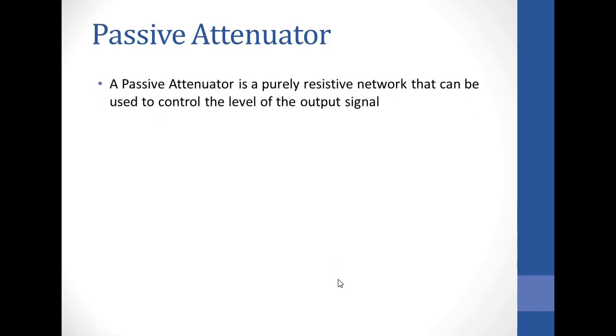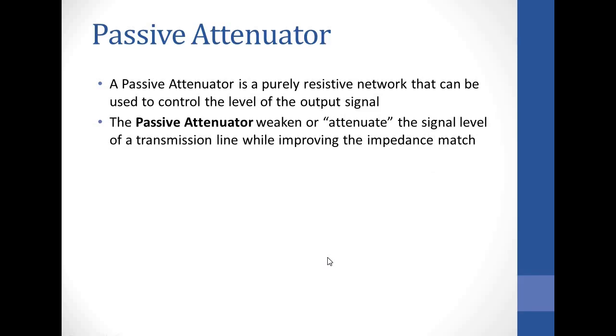So, we'll talk about our passive attenuators. A passive attenuator is a purely resistive network that can be used to control the level of our output signal. Remember, the main function of an attenuator is to reduce signal strength. So it consists of resistors, and it is there to reduce your signal strength. A passive attenuator weakens or attenuates the signal level of transmission whilst improving impedance matching.